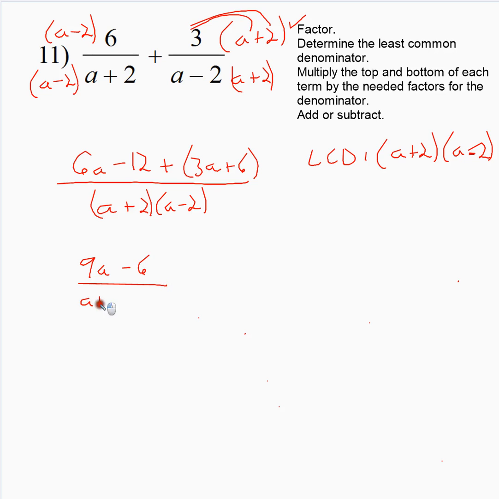And we have over a plus 2 times a minus 2. This answer is acceptable, but since these are factored, I would factor out a 3 just to see if we can simplify anything, and we get 3 times 3a minus 2, which does not simplify with either of the factors in the denominator. So our answer remains like this.